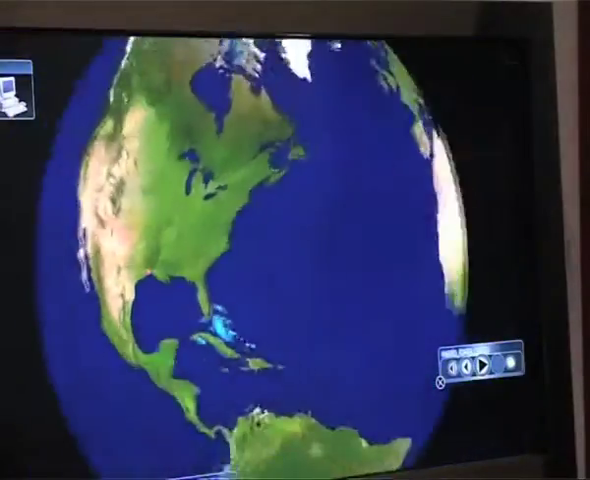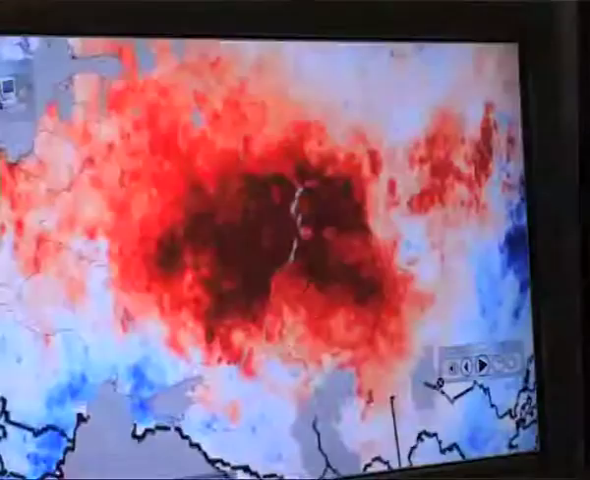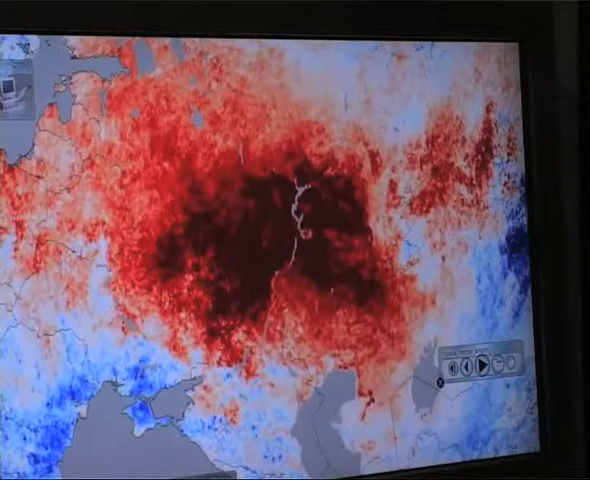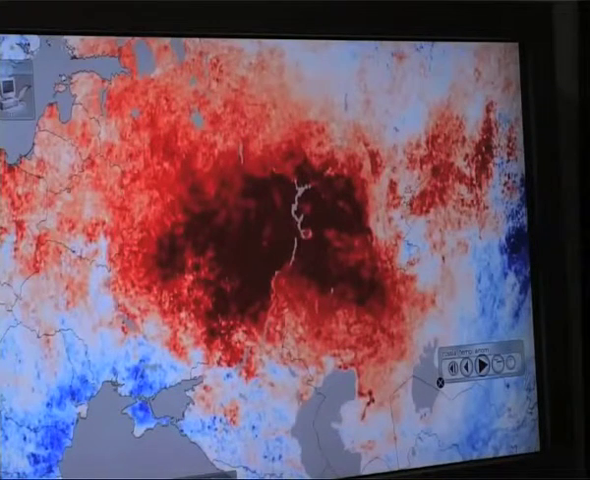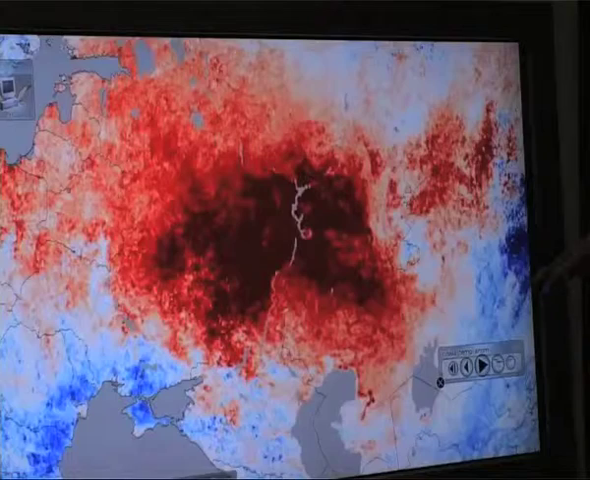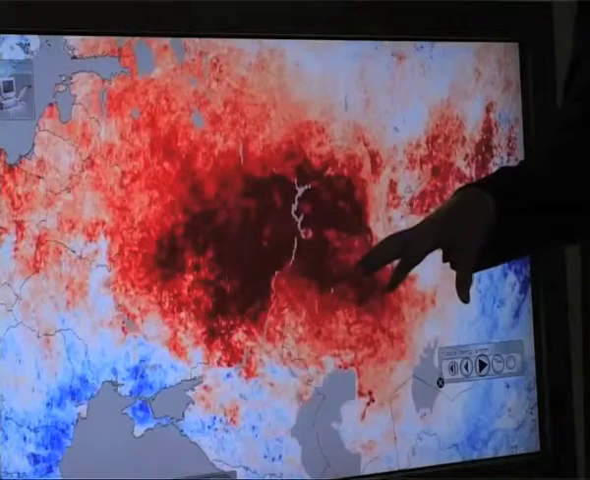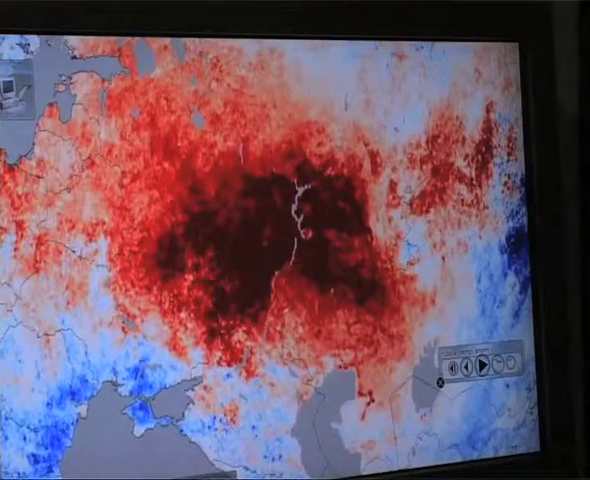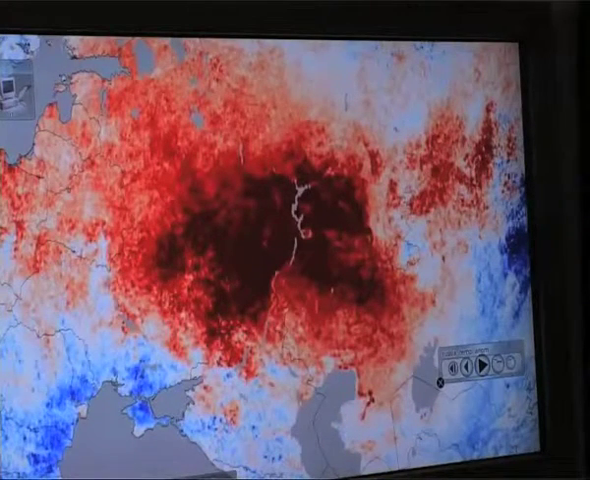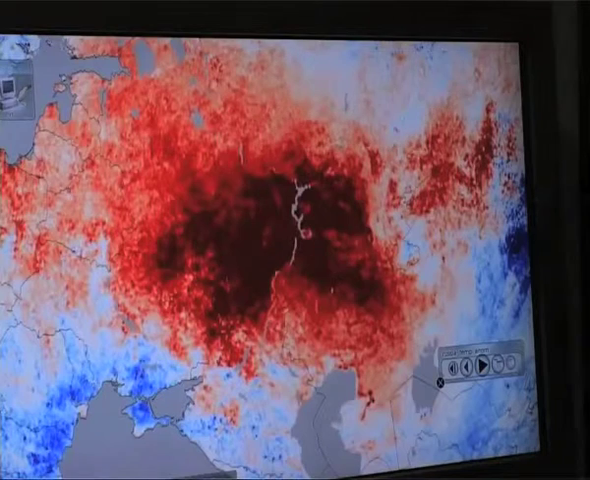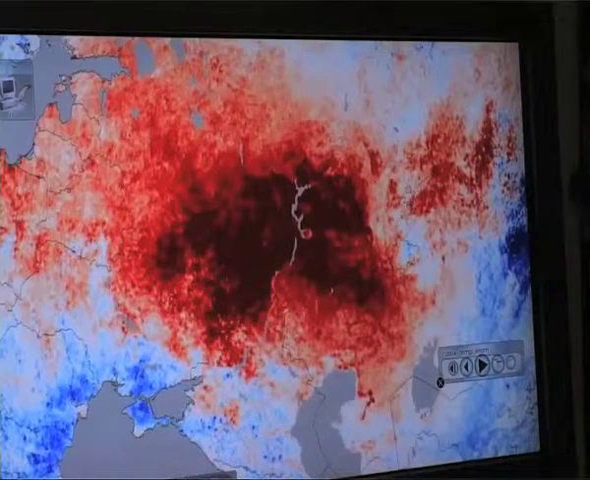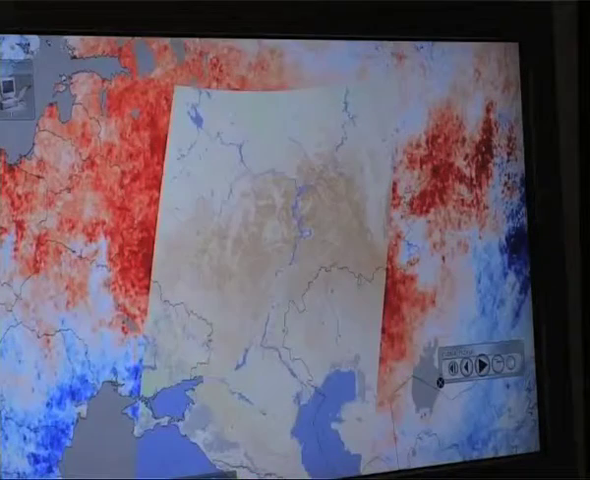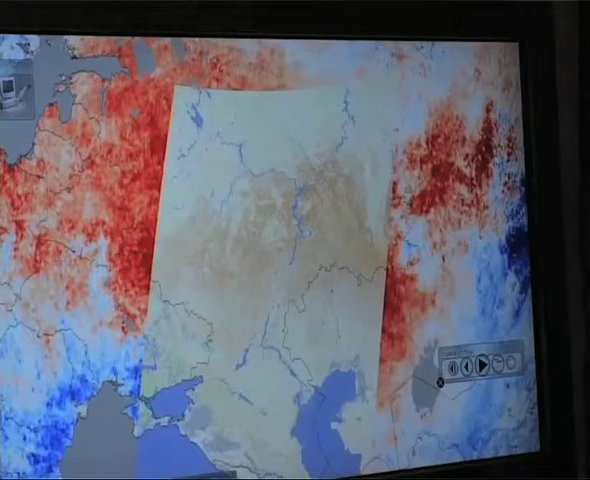I want to take you over to Russia. How many of you remember hearing about the Russian fires this past summer? We had a lot of fires in Russia. What this is showing is the temperature anomalies in Russia. It was a heat wave. They had temperatures of 20 to 30 degrees higher than average. That's one ingredient. The second ingredient, they had a drought.